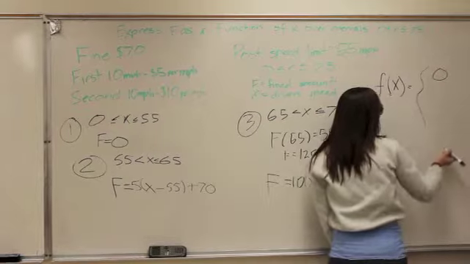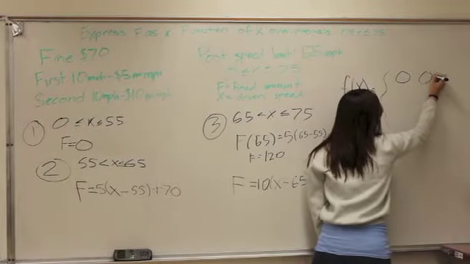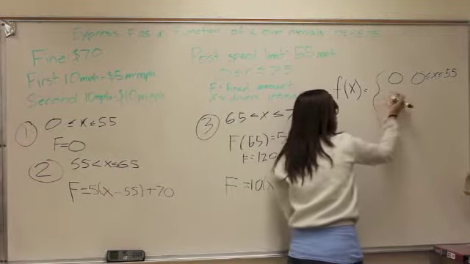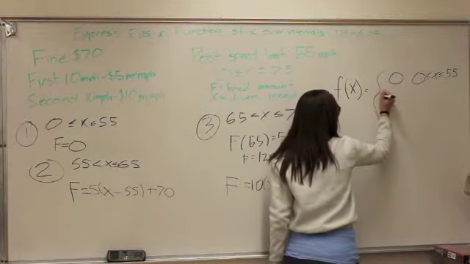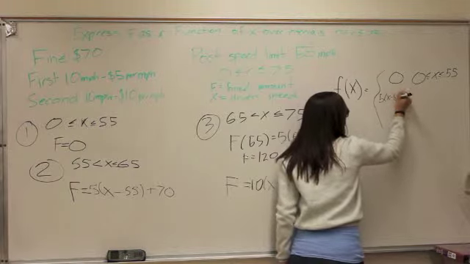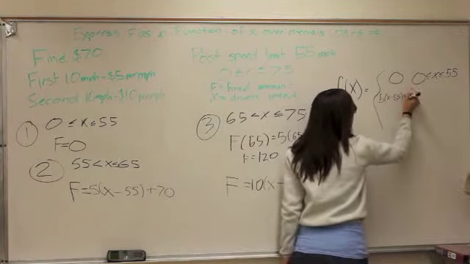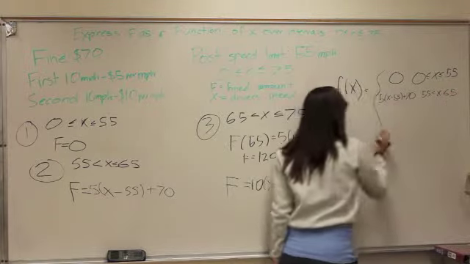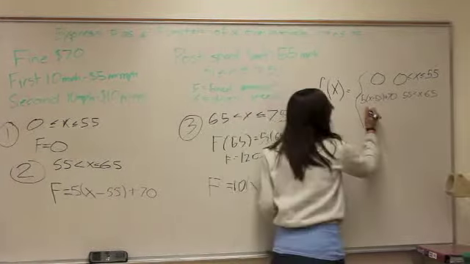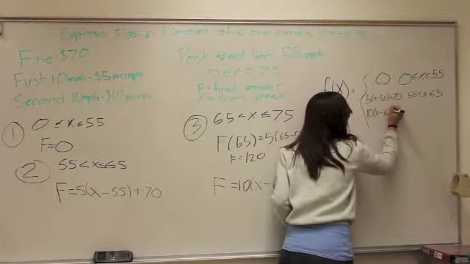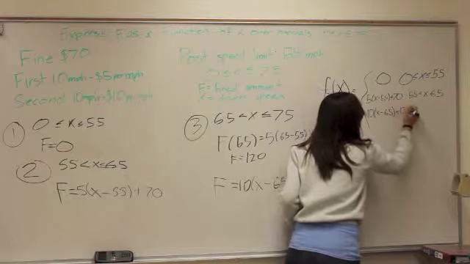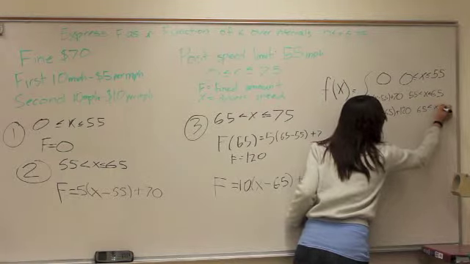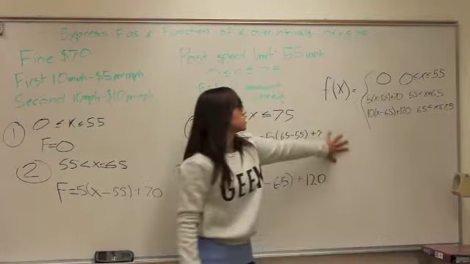taking the first fine amount between the intervals 0 and 55, then writing the equation again for the second one that you found, which would be 5 times (x minus 55) plus 70 over the intervals 55 and 65, and then taking the third equation here and putting it in, so that (x minus 65) times 10 plus 120 over the intervals 65 and 75, which is the function.